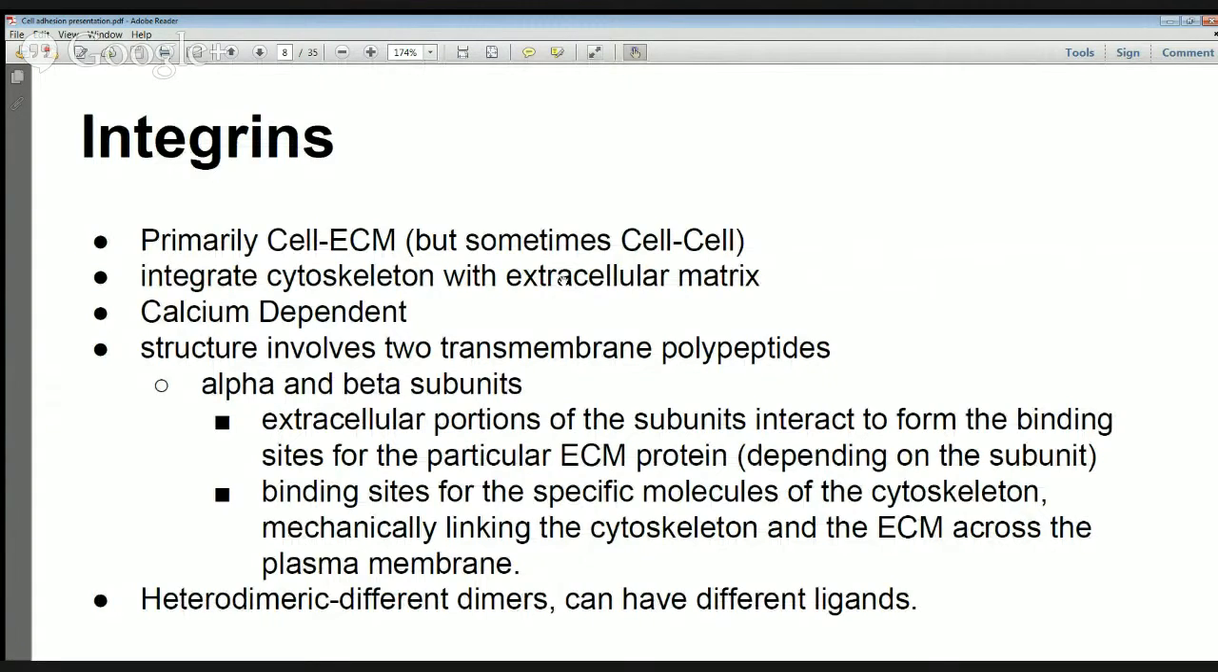The structure involves two transmembrane polypeptides, the alpha and beta subunits. The extracellular portions of the subunits interact to form binding sites for the particular extracellular matrix, depending on the subunit. The cytoplasmic portions form binding sites for the specific molecules of the cytoskeleton, mechanically linking the cytoskeleton and the extracellular matrix across the plasma membrane.